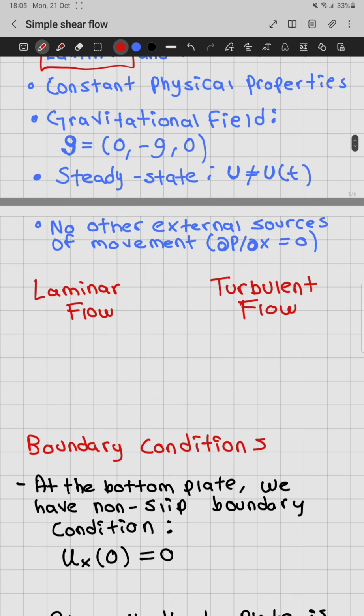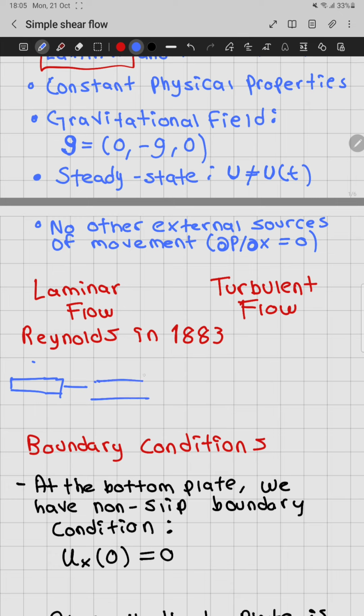There is actually a very interesting experiment that was carried out by Reynolds in 1883. I'm going to very quickly draw the experiment, so just give me a second. So this is 2, this is 1, and this is 3.